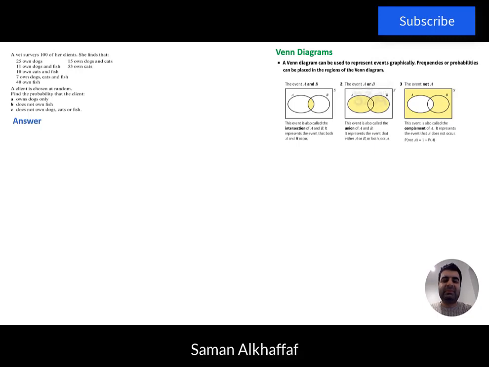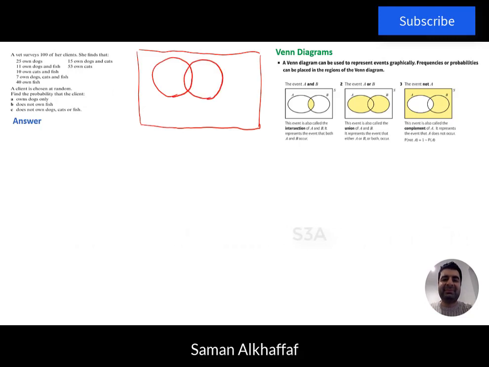So we start first creating our Venn diagram for dogs. We have dogs, we also have the range of cats, and we also need to take into account the range of fish. So that's fish and cats here and dogs here. For part A, the probability of owning dog only, we take the range and divide by the total. That will give us approximately 0.06, which will be this range here.